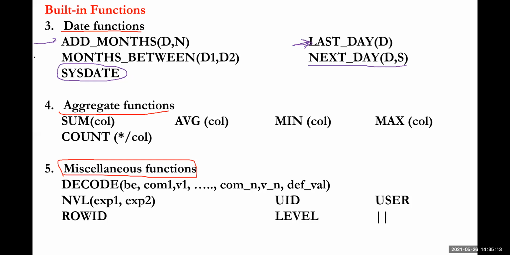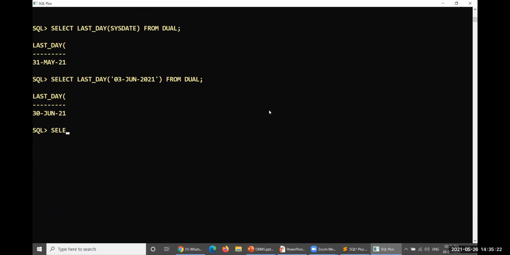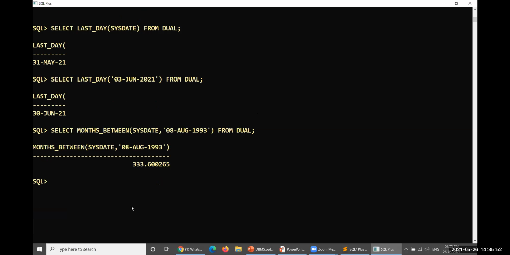And it's very important to understand MONTHS_BETWEEN. It will be very, very important. So if you consider select MONTHS_BETWEEN, okay, one person was born on, today it is the date, and one person took his birth in 1993 August 8, for example, 08-AUG-1993. How many months ago was he born? Okay, so from DUAL. So 333 months.